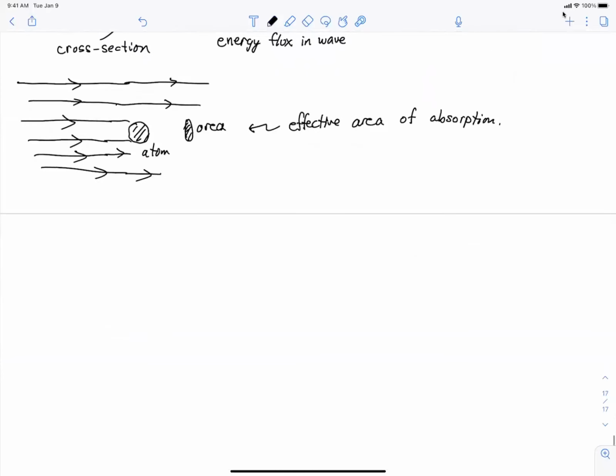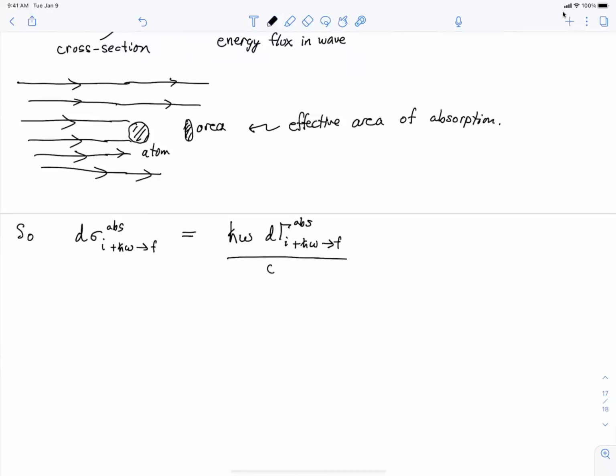Okay, and so what that means is we're going to now write, instead of the differential of rate, the differential of cross-section, which is something that you'll see quoted in experiments. And so what's that going to be? It's going to be h bar omega times the differential in rate divided by this energy flux, which was speed of light E0 squared over 8 pi.